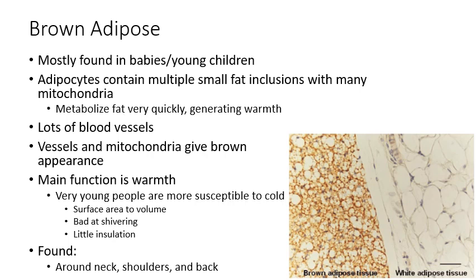So for your white adipose tissue, every fat cell has one single fat inclusion, one single ball of fat in the cell. In your brown adipose tissue, you have multiple small fat inclusions. You also have a lot of mitochondria, and you have a lot of blood vessels. So those multiple inclusions of fat give a lot of surface area. So inside the cell, there's a lot of surface area of the fat that's being stored, which means that the cell can break down that fat very quickly. The mitochondria are going to be metabolizing it to create ATP and glucose.